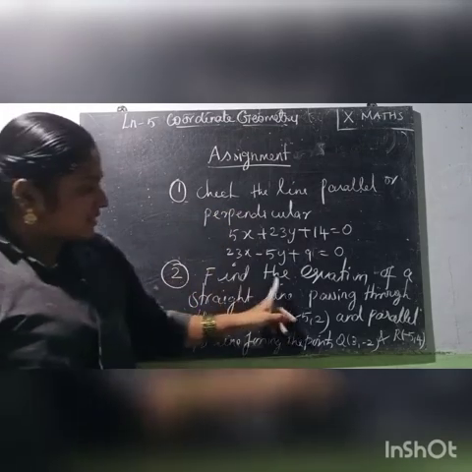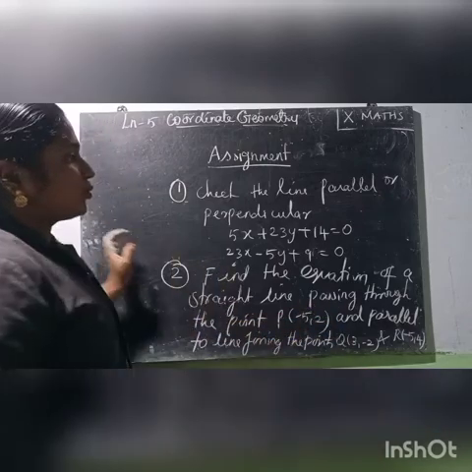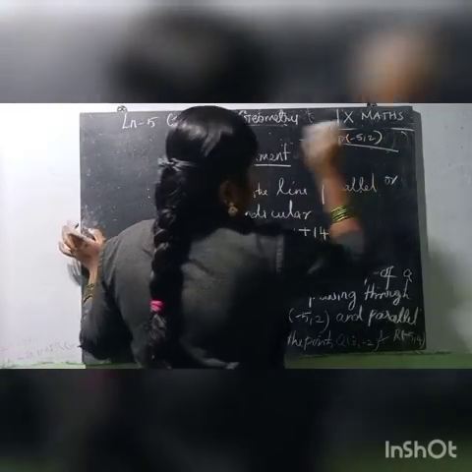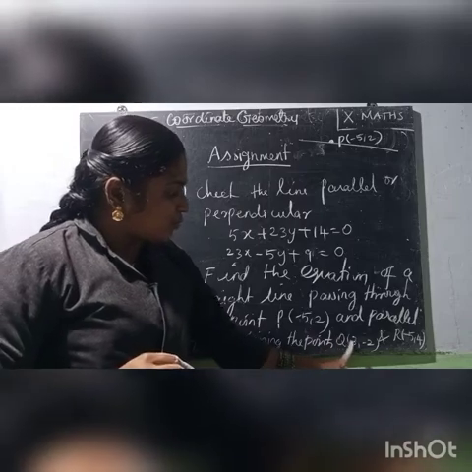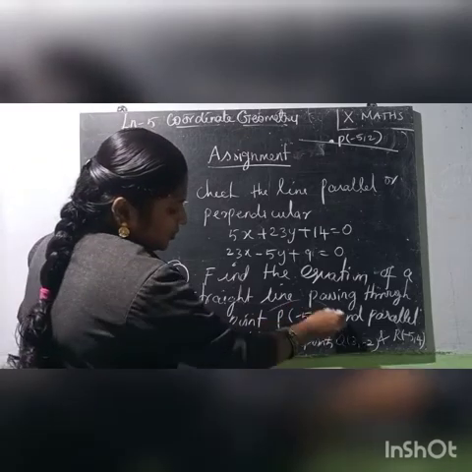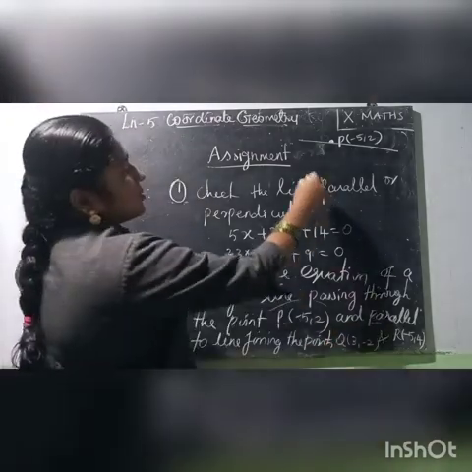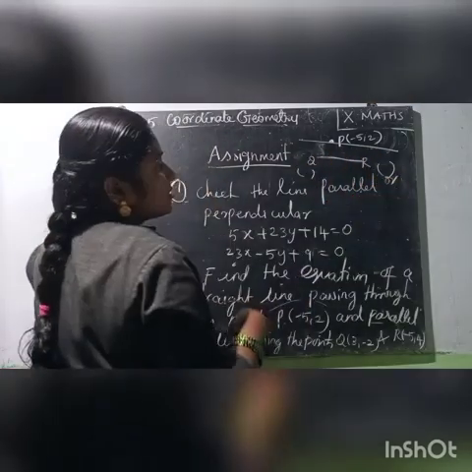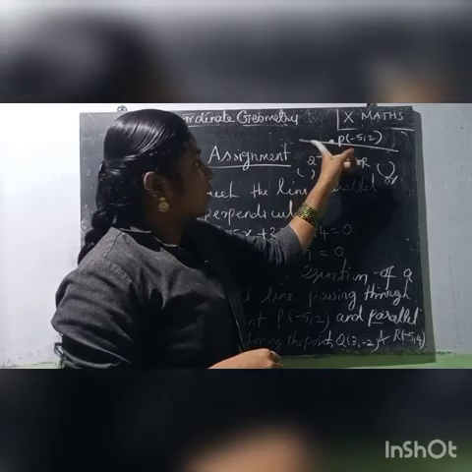See second sum. Find the equation of a straight line passing through the point P minus 5 comma 2. So now one line is there, that is point P minus 5 comma 2. The line is passing through this point. The line which is passing through the point P is parallel to the line joining the points Q 3 comma minus 2 and R minus 5 comma 4. So let me mark here Q and R. Write Q point and R point here. So now the given condition is these two lines are parallel. So we are going to find out this line equation.